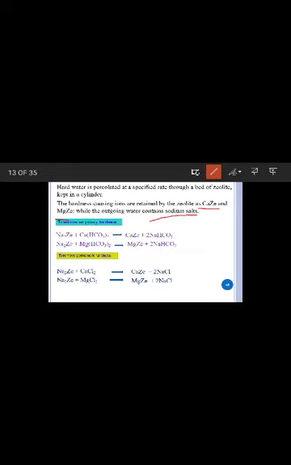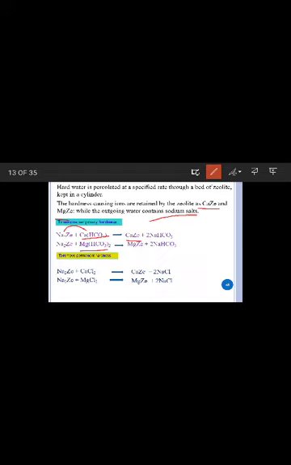Let me explain the removal of temporary hardness. Already we know the salts responsible for temporary hardness are calcium bicarbonate and magnesium bicarbonate. When we pass water containing these temporary hardness causing salts over the sodium zeolite, an exchange process takes place and there will be formation of calcium zeolite.